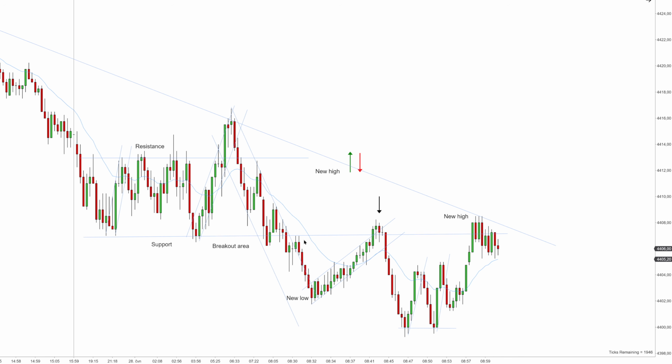And once again, notice the breakout area. It acted as a support here, here, and here. And now it's getting rejected as a resistance and getting rejected as a resistance again. So this is telling me that the structure is still more bearish.